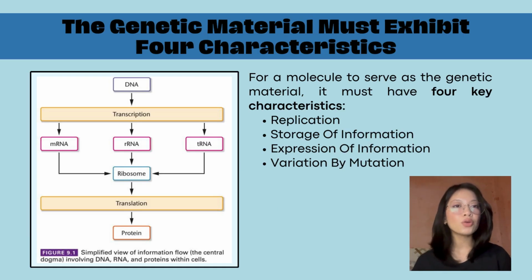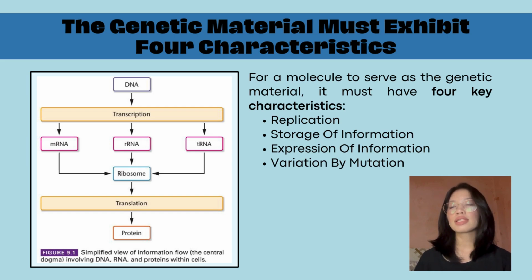First, let us begin by knowing and understanding the four characteristics a genetic material must exhibit. First is replication, second is the storage of information, third is the expression of information, and last is variation by mutation. We will understand all these processes as we go along our lecture. But first, let us shift our focus to this figure.